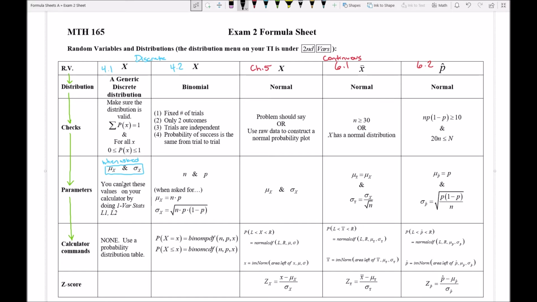However, in the previous section, we found the mean and standard deviation by typing an entire table's worth of information into the calculator and running one var stats. And while we could do the same thing with the binomial distribution, making an entire table and plugging it into the calculator, we could also just use the much easier and simpler shortcut formulas that are listed right here. Please note, though, that these shortcut formulas work specifically for the binomial distribution.